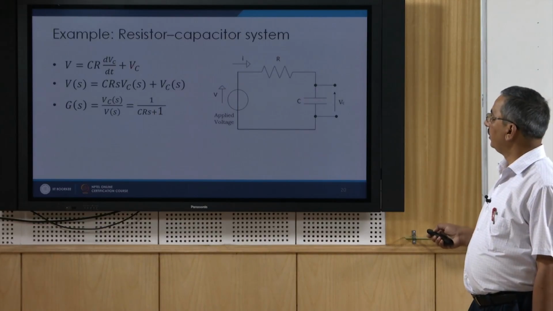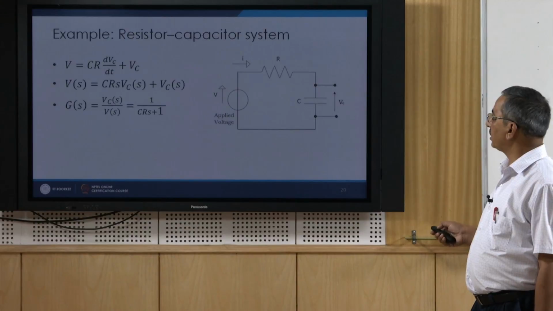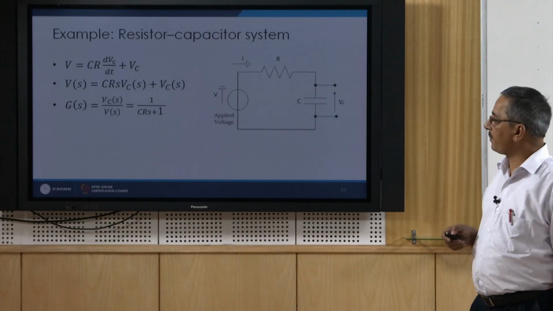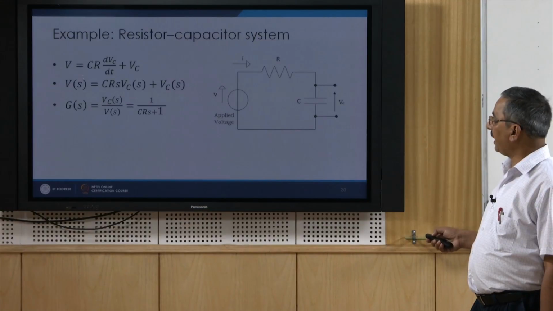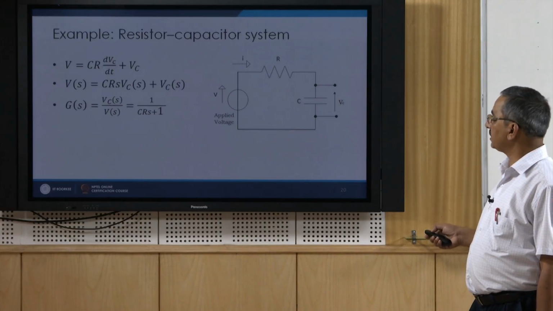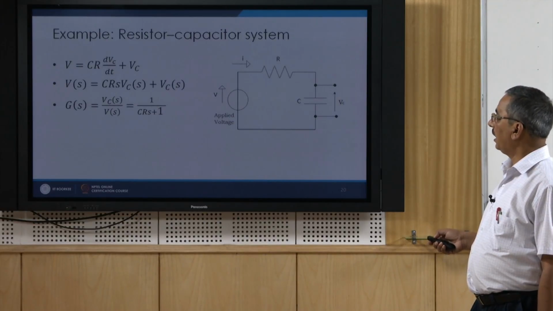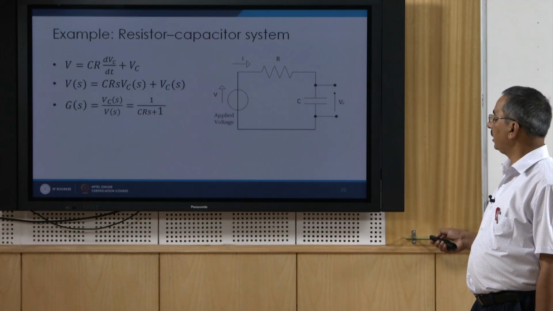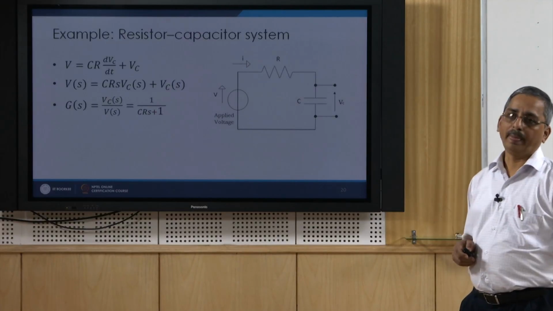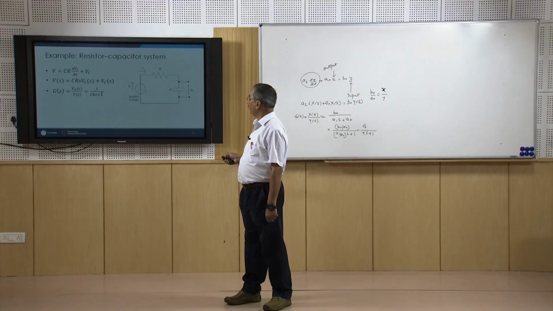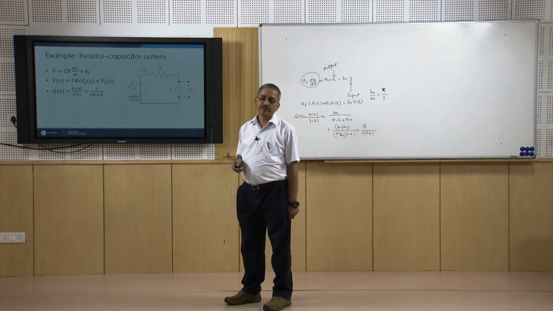So, this is the dynamic equation for this first order system, and then I take the Laplace transform of both sides. So, Vs is equal to CR S Vcs plus Vcs, and from here I can find the transfer function, that is Gs is equal to output Vcs by input Vs, and this is 1 by CR into S plus 1. This way we can find the transfer function for the first order system.